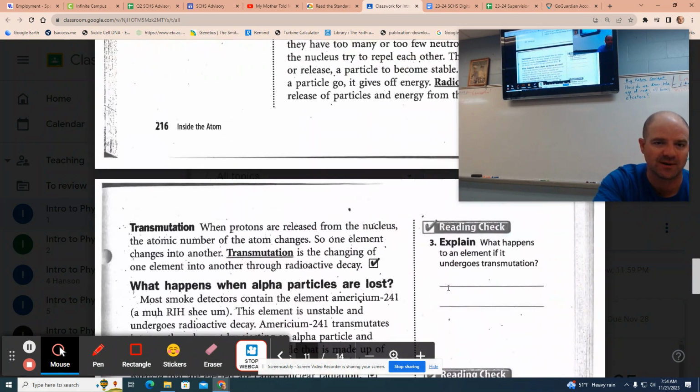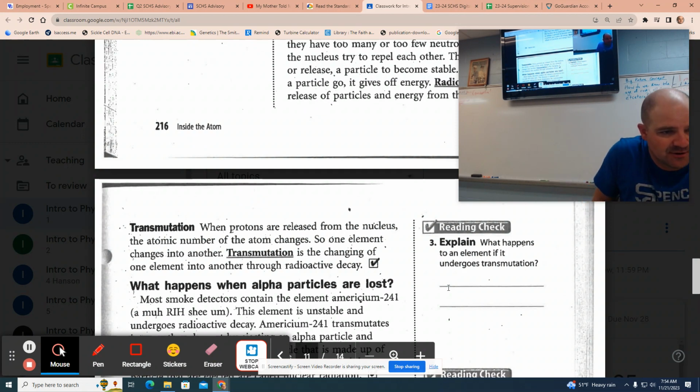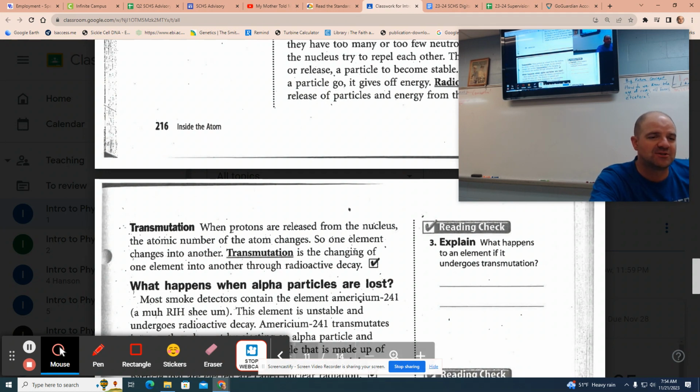All right, moving on. Transmutation. When protons are released from the nucleus, the atomic number of the atom changes. So one element can actually change into a different element. Transmutation is the changing of one element into another through radioactive decay.